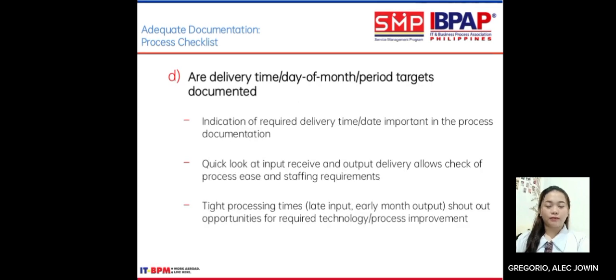D. Are delivery time, day of month, period, and targets documented? Indication of the required delivery time and date is important in the process documentation. A quick look at the input received and output delivery allows a check of process speed and staffing requirements. Tight processing times, late input, and early month output shout out opportunities for required technology process improvement.